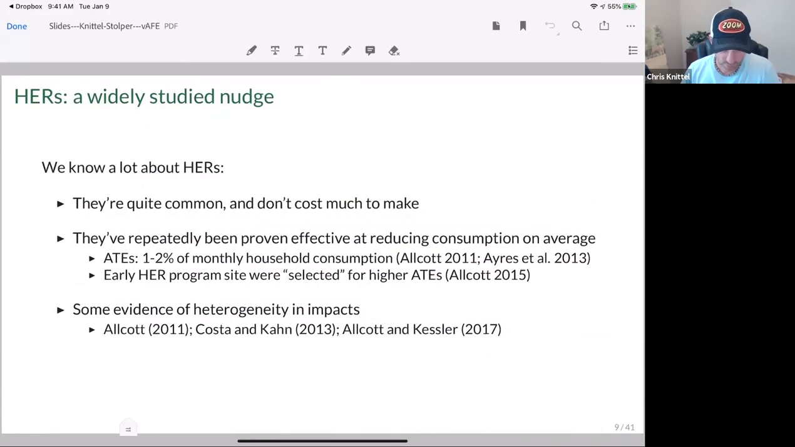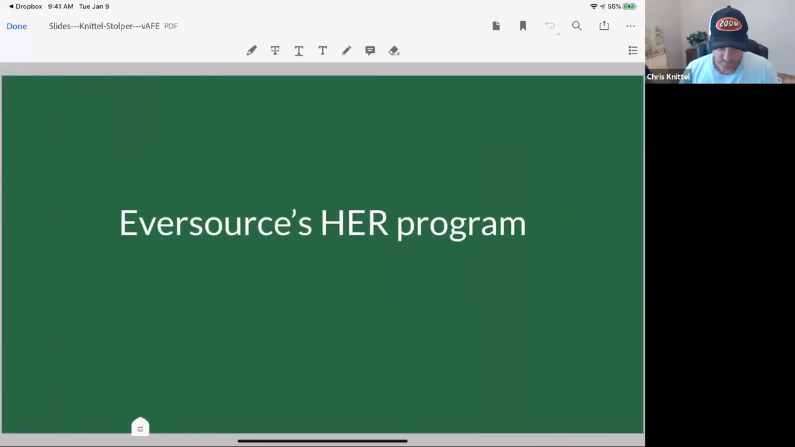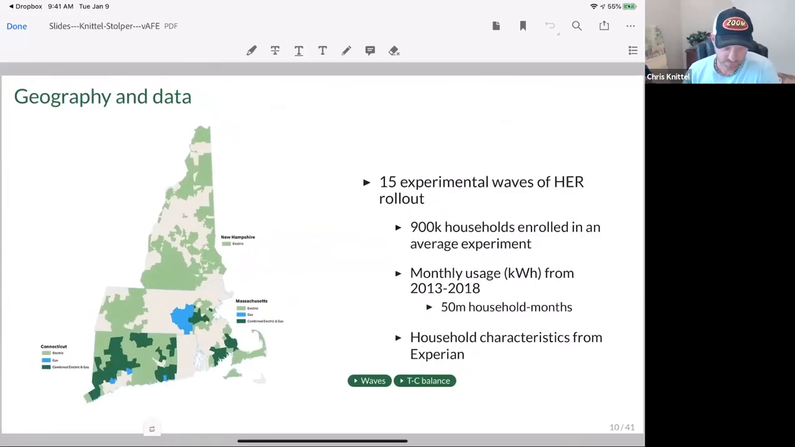Okay, so Eversource's home energy report program. Eversource is the distribution company in three states: Connecticut, Massachusetts, and New Hampshire. In some locations, they're both the gas and electric utility. In some, they're just one. We're going to be leveraging their electricity home energy reports.